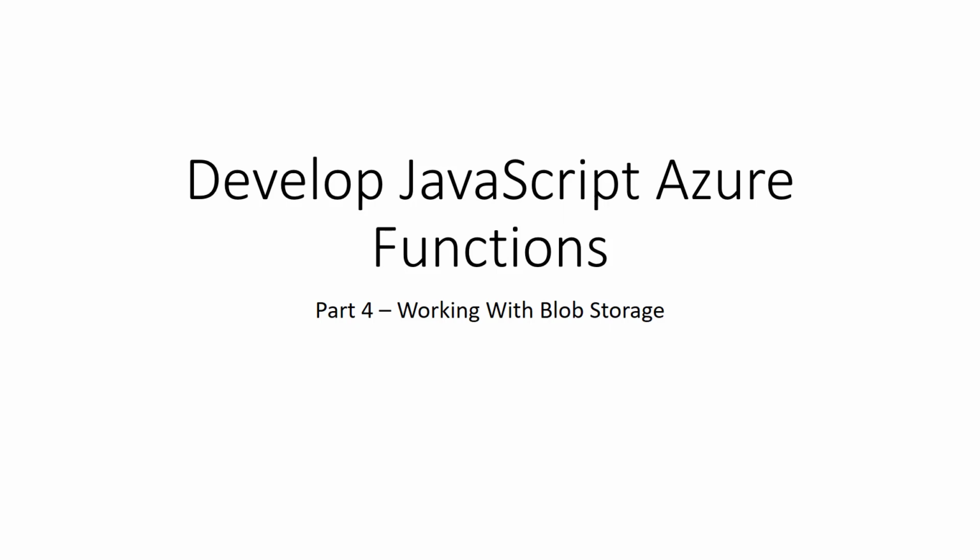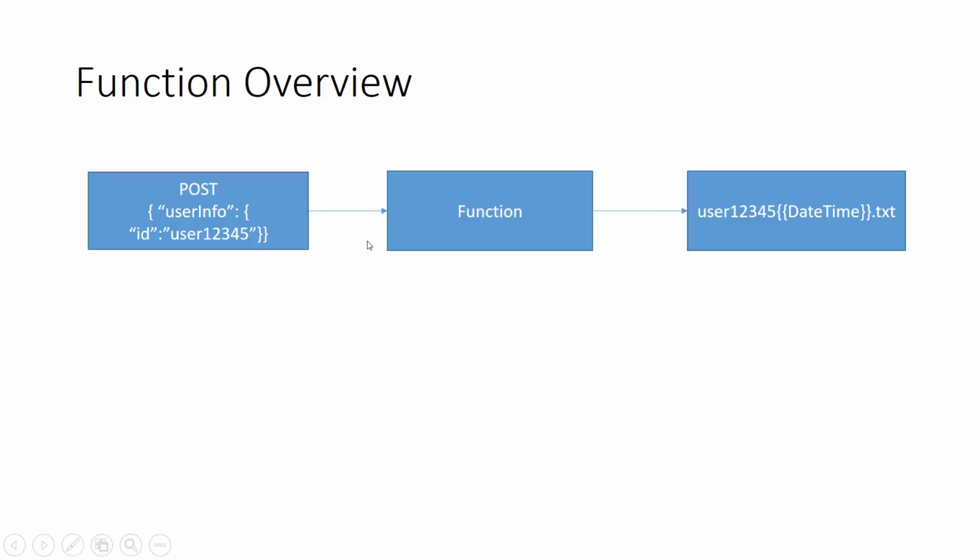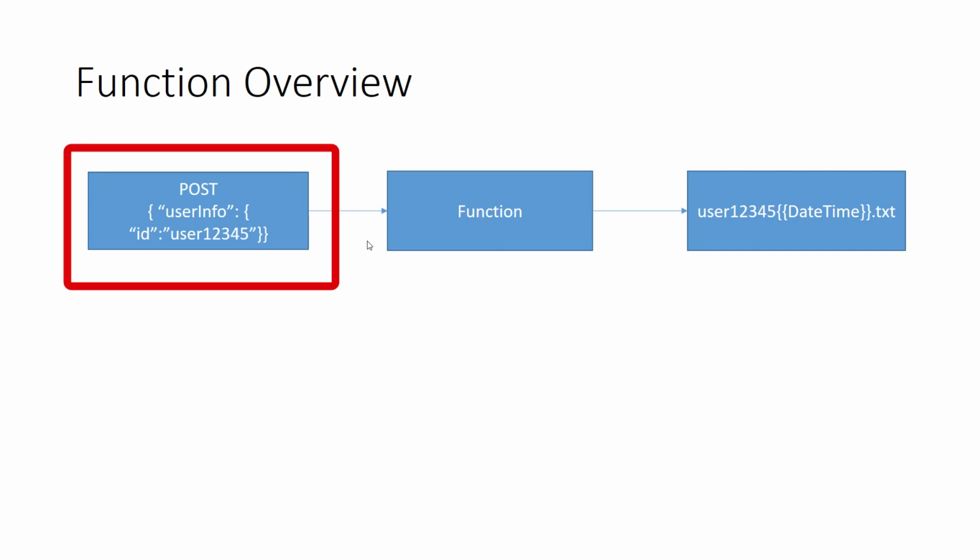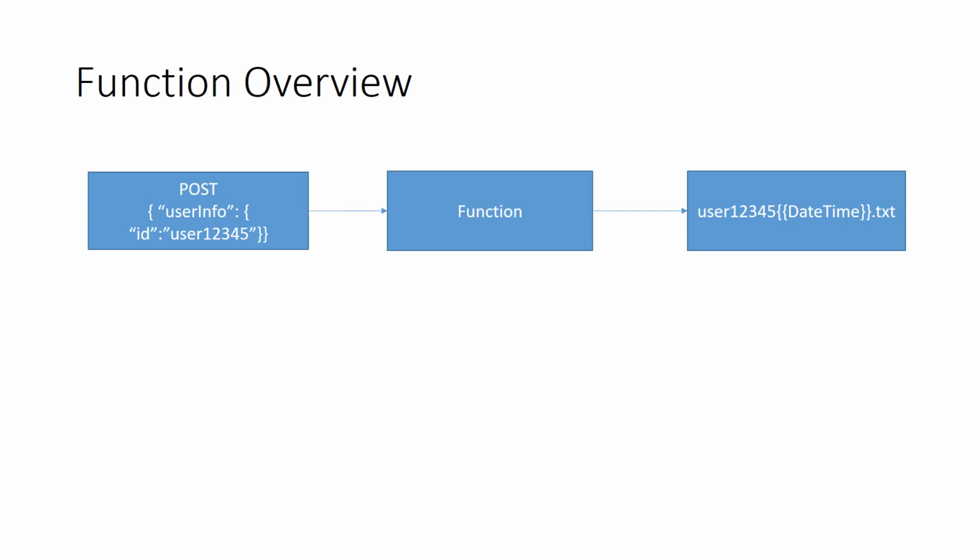Hello, Farouk here. This is the fourth and final video in a series on developing JavaScript Azure functions. In this video, we will modify the HTTP trigger demonstrated in part 3. The HTTP request body will contain a user info object as shown in the diagram. The function will write the contents of the request to a file in Azure Blob Storage.